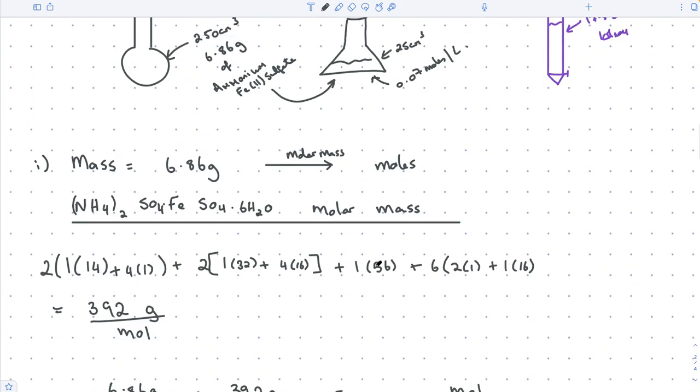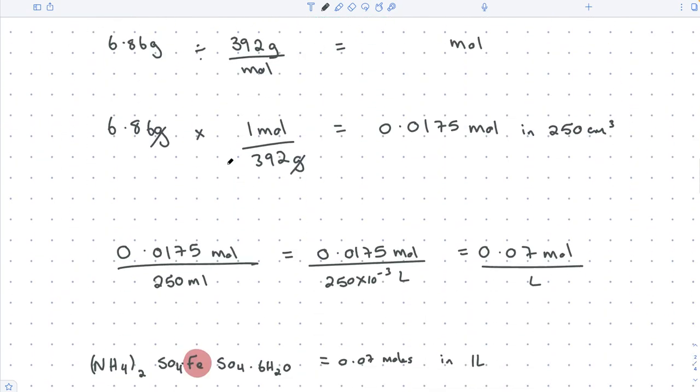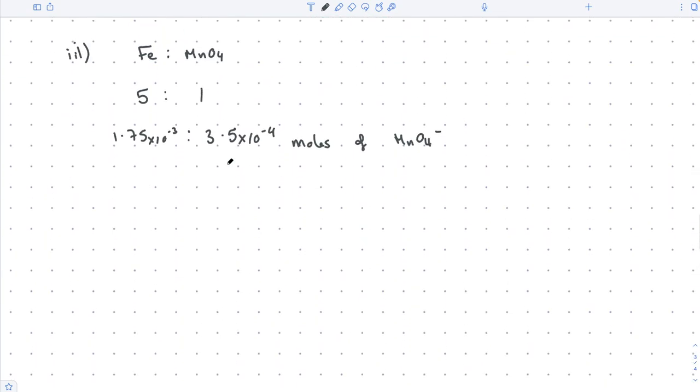So we've done part 3 and we're looking at the next part now. So part 4, calculate the molarity in moles per litre. Okay, so we have information about the number of moles. So I'm going to calculate the molarity of the potassium permanganate.